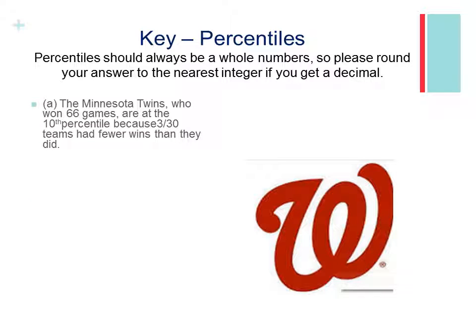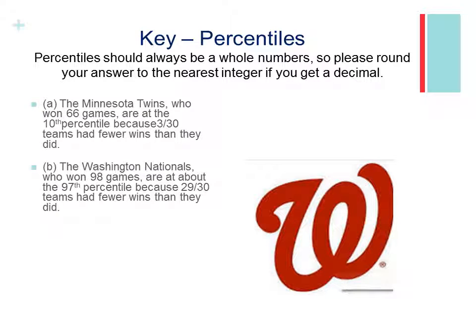Okay, so number one, the Minnesota Twins, who won 66 games, are at the 10th percentile because 3 teams did fewer wins than they did. So 3 out of the 30 had fewer. The Washington Nationals, who won 98 games, are at about the 97th percentile because 29 out of 30 had fewer wins than they did. So if you take a look, they were the highest. Okay, we're not including them in our calculation. So how many teams scored below them?